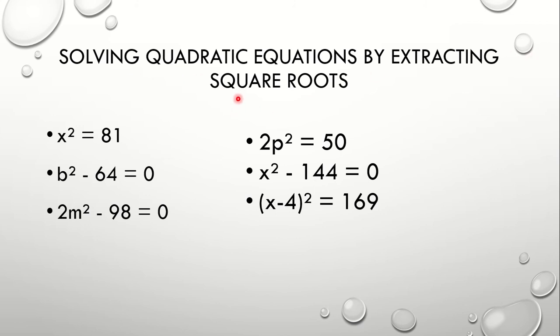Now this is our lesson, solving quadratic equations by extracting square roots. I have here examples of quadratic equations that can be solved using extracting square roots. Okay, so let's have the first example here. x squared equals 81. All we have to do is ask, what number represented by this variable, if you square that number, the answer is 81.